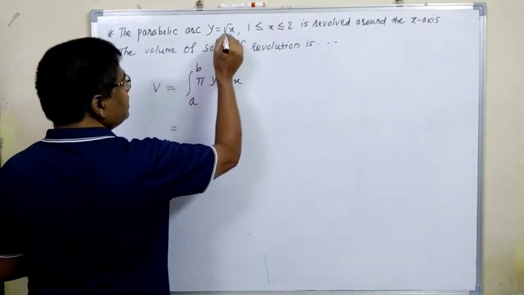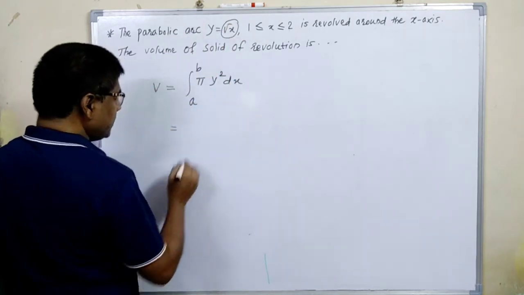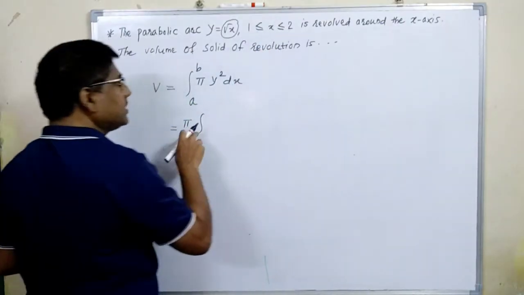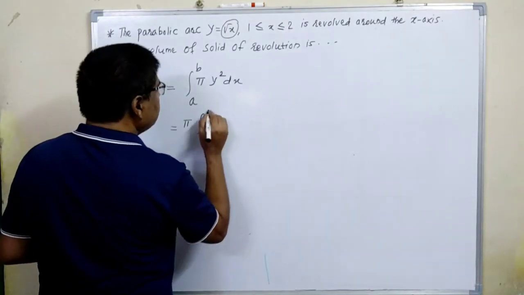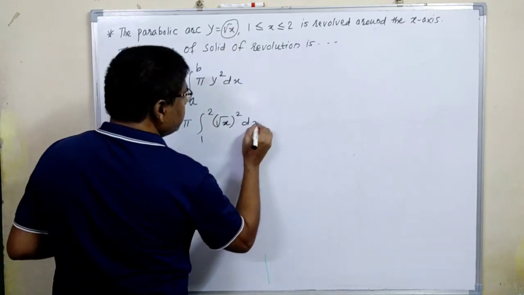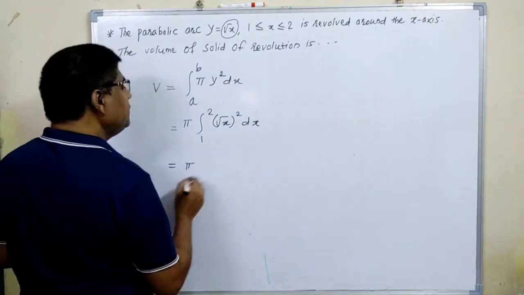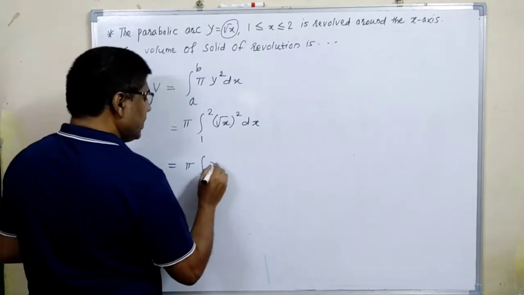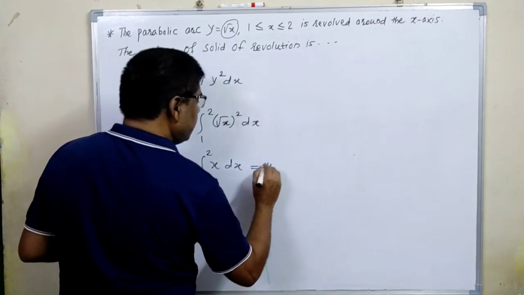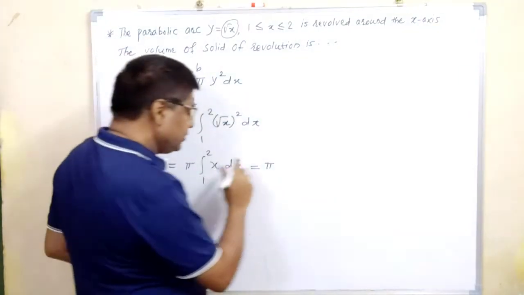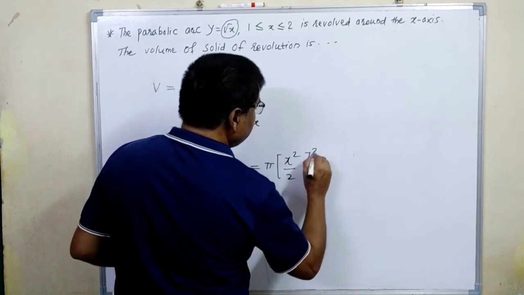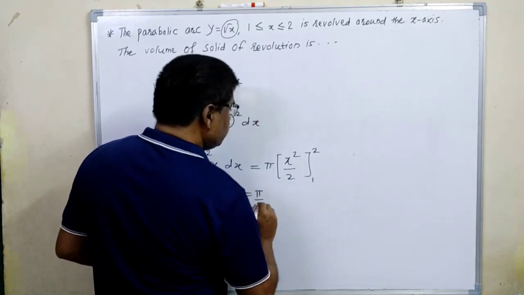Here the function given is y = root x, and the limits of the x variable are 1 to 2. Y square means root x whole square, dx. So pi times the integral of x dx between the limits 1 to 2. The integral of x is x square by 2, with limits 1 to 2.